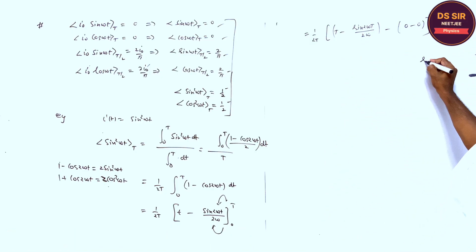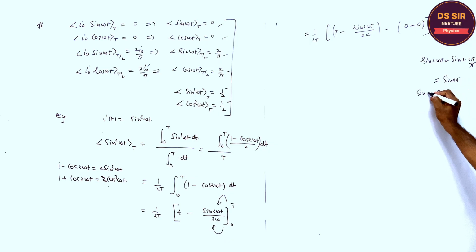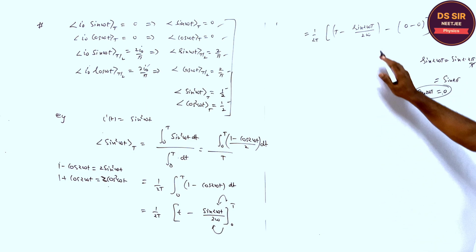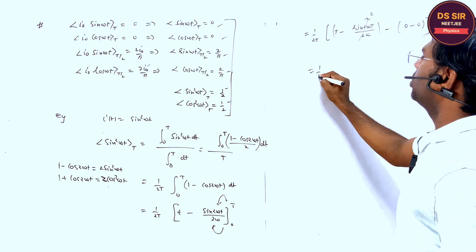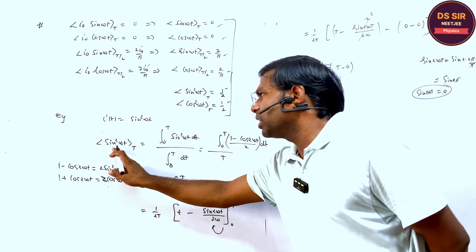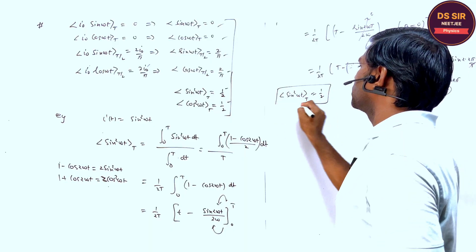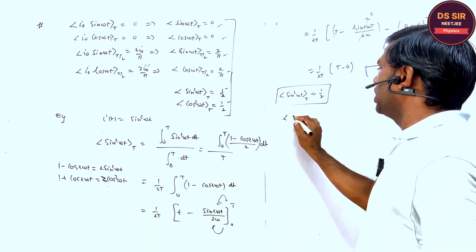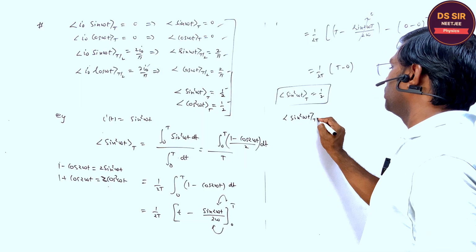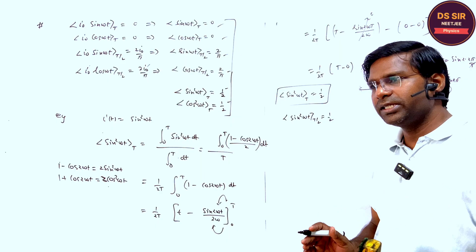Look at the board. Sin 2 omega T means sin of 2 into 2 pi by T into T. T will cancel out, so it is sin 4 pi, which is equal to 0. So this quantity is 0. So 1 upon 2T times (T minus 0), T and T will cancel out, so the answer is 1 by 2. So the sin square omega t average value for one time period is 1 by 2. Even if you find the sin square omega t value for half time interval, it comes to be 1 by 2 also. Do you understand, Sanjay?